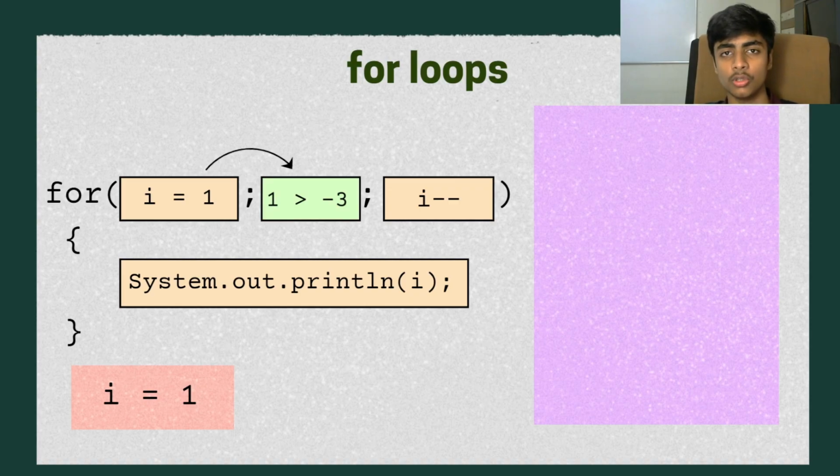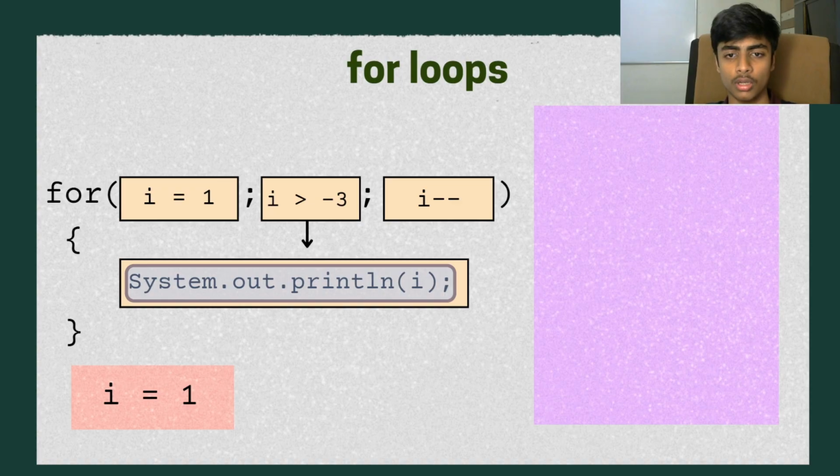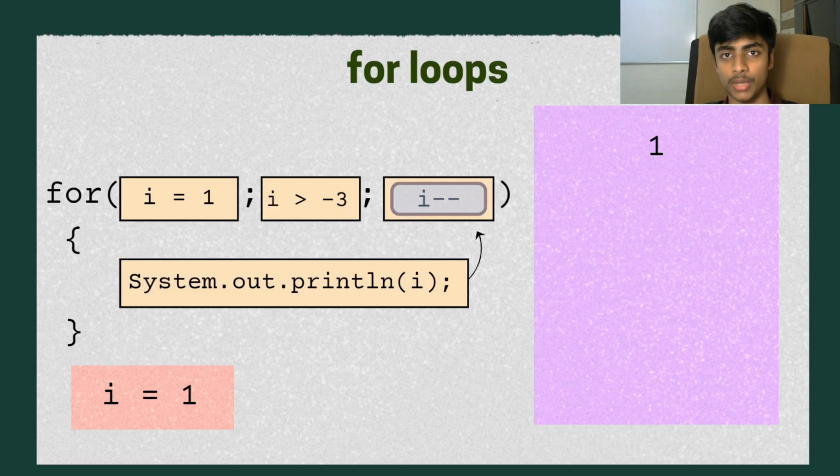So since our condition is true, we can move on to the block of code. Our block of code is just printing the value of I. Since the value of I is 1, we're going to see a 1 on our output window. From this block of code, we're going to move on to the update.